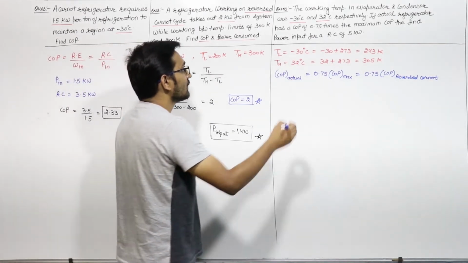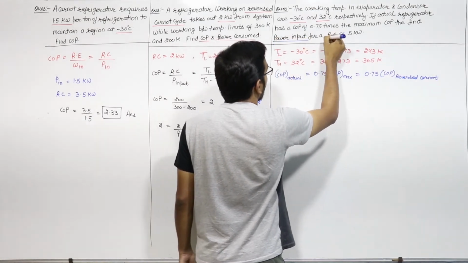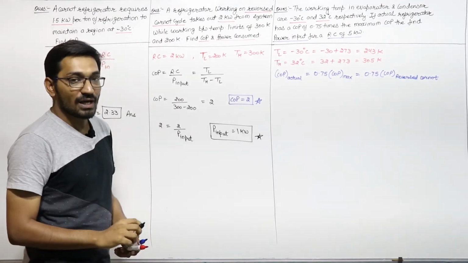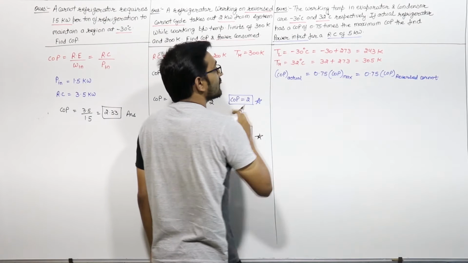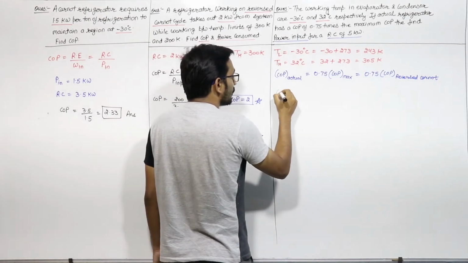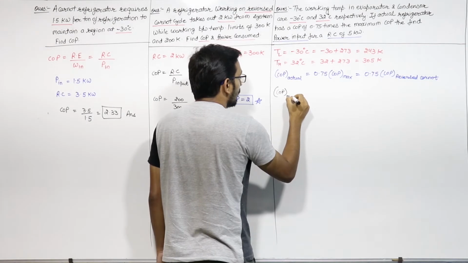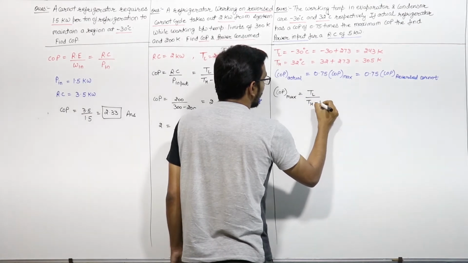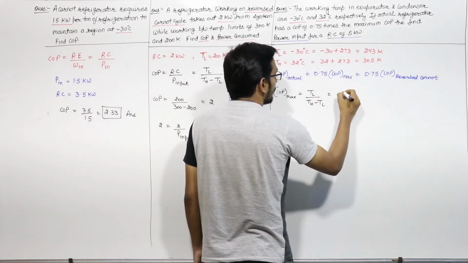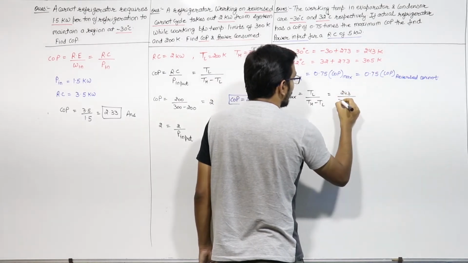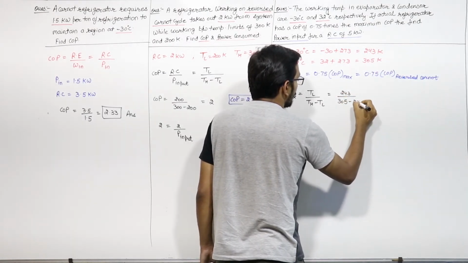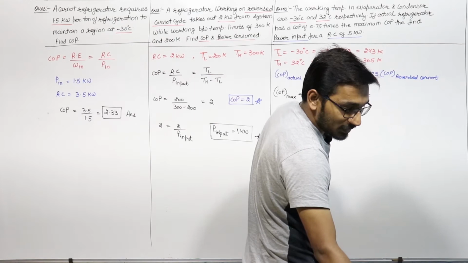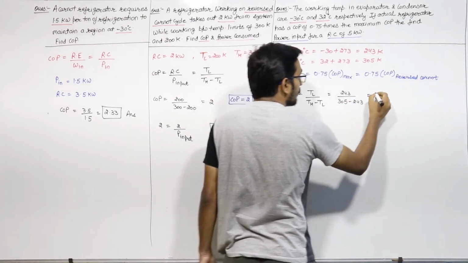We have to find the power input for a refrigeration capacity of 5 kilowatt. If the refrigeration capacity is 5 kilowatt, we have to find the power input required to run this refrigerator. So the maximum COP is given by the formula lower temperature divided by higher temperature minus lower temperature. This will be equal to 243 divided by 305 minus 243, and if you solve this, the maximum COP comes out to be 3.92.